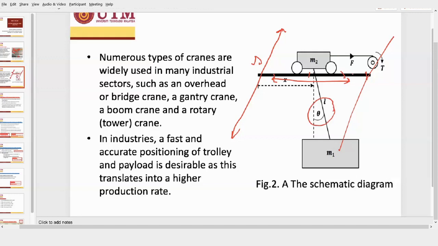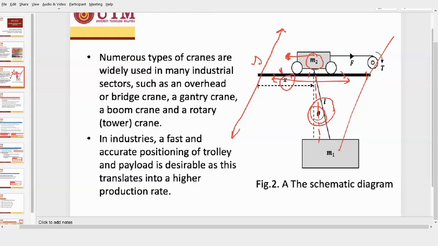So there is a problem that we need to solve when we try to increase the speed of this trolley to get a fast response to a certain position. You will have a very high swing here, theta. Okay, so we get fast response but large swing angle. But if you try to reduce the movement of M2, the system becomes slow and you can reduce the swing. It's not too much oscillation of the payload. So these two parameters contradict each other, x and theta.